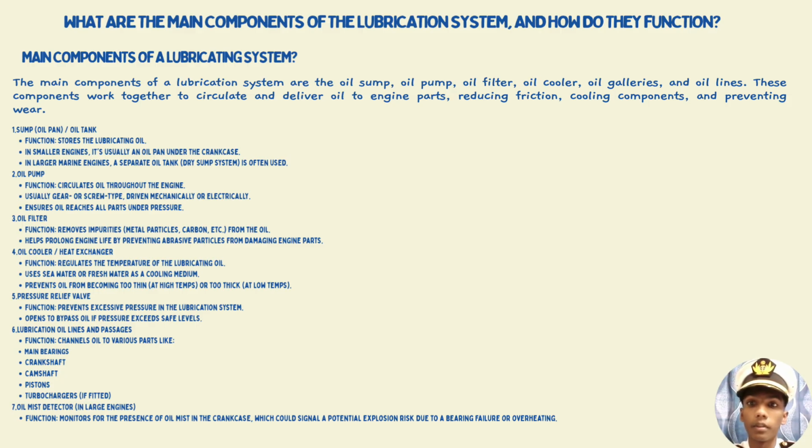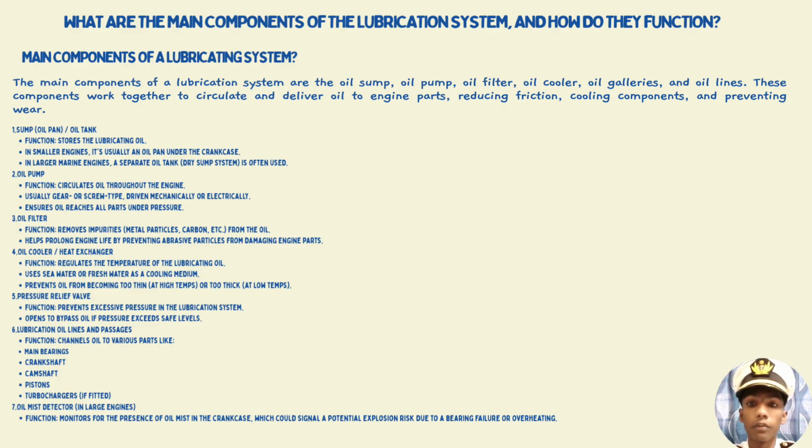Today I'm going to talk about what the main components of the lubrication system are and how they function. The main components of the lubrication system are the oil sump, oil pump, oil filter, oil cooler, oil galleries, and oil lines. These components work together to circulate and deliver oil to engine parts, reducing friction, cooling components, and preventing wear.